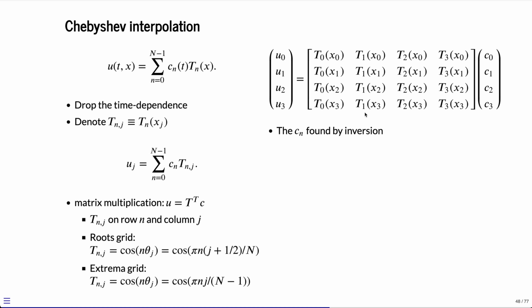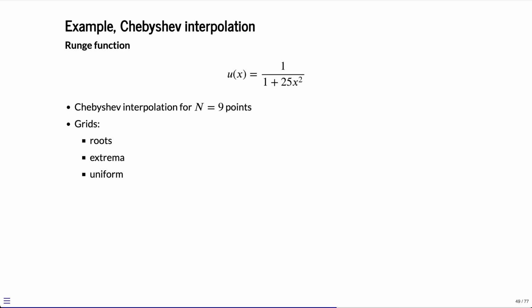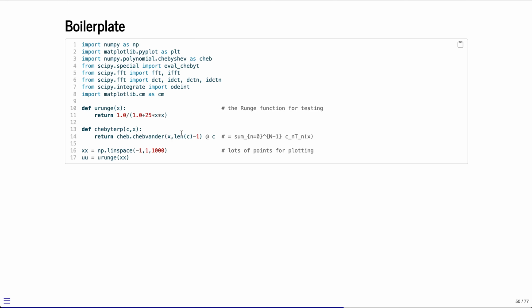So let's apply this to see how well the Chebyshev basis approximates a function, and we'll use the famous Runge function, simply 1 over 1 plus 25x squared, and we'll look at the interpolation for 9 points on the roots grid, the extrema grid, and a uniform grid. Okay, so before we start, let's look at some boilerplate that we use in this example and later examples.